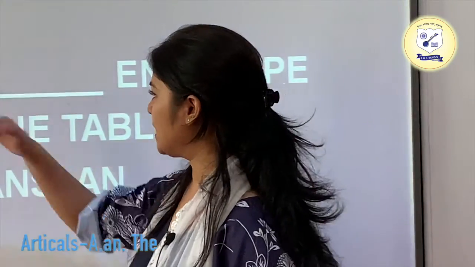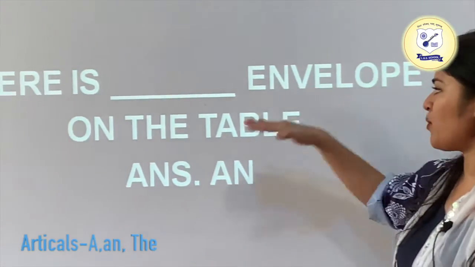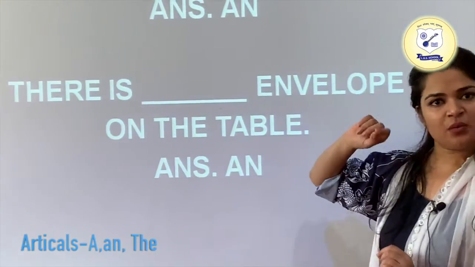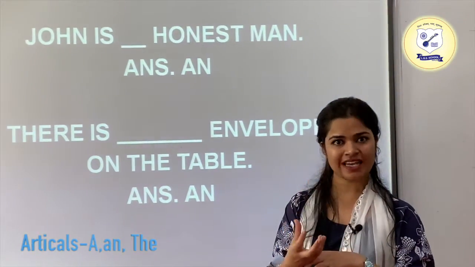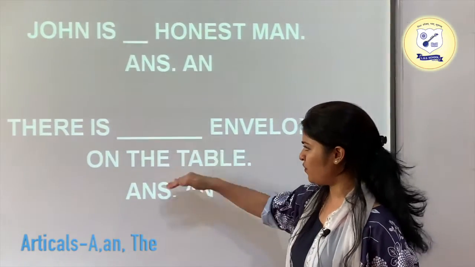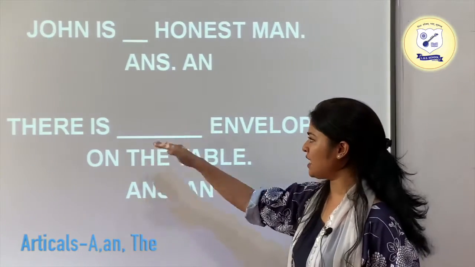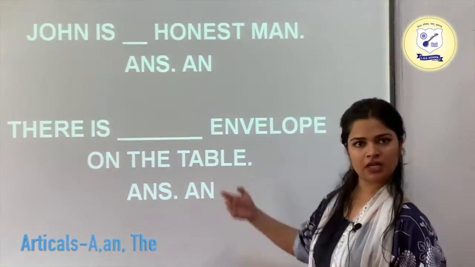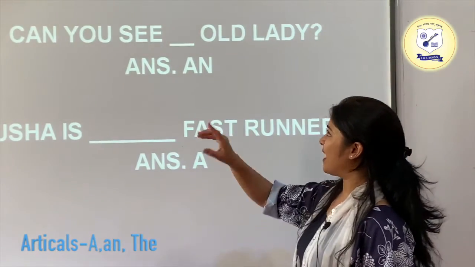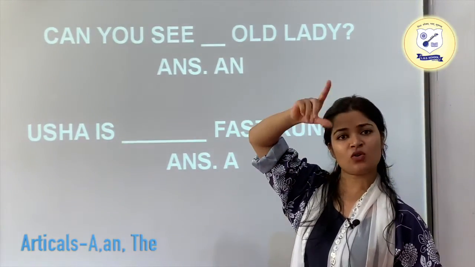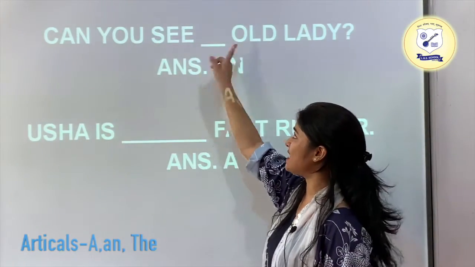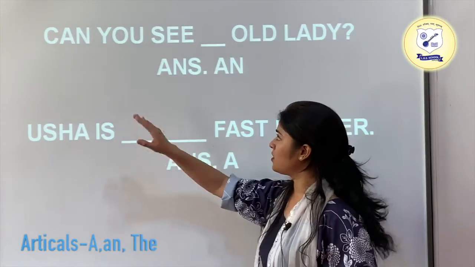Next is: there is dash envelope on the table. This word is beginning with E, and when you are pronouncing it, it should be "envelope," which is again a vowel sound. So what we will write is "an." There is an envelope on the table. Can you see dash old lady? Again it is beginning with the vowel sound of O. So this should be "you can see an old lady."